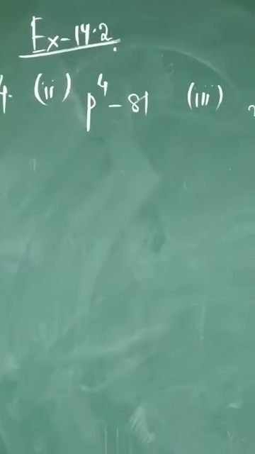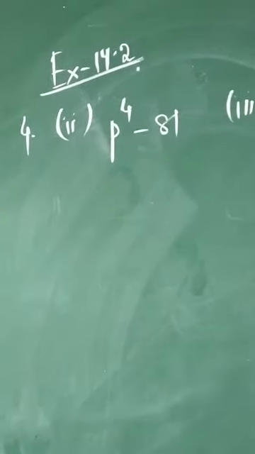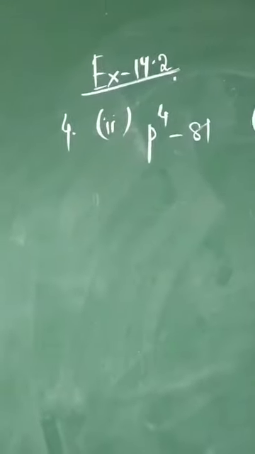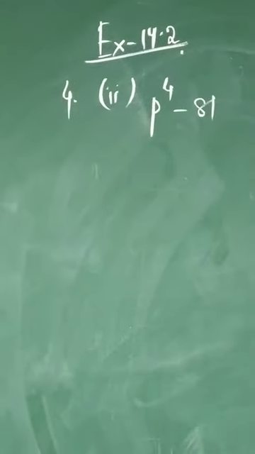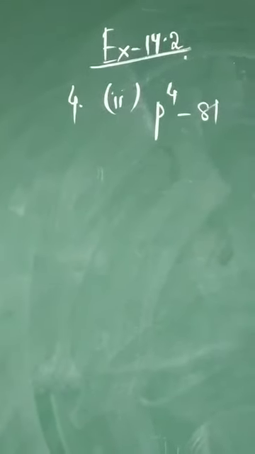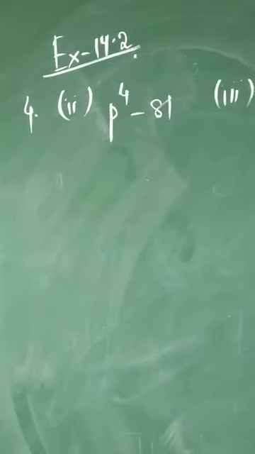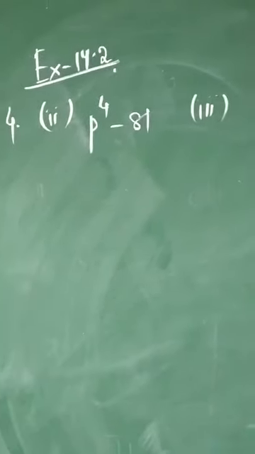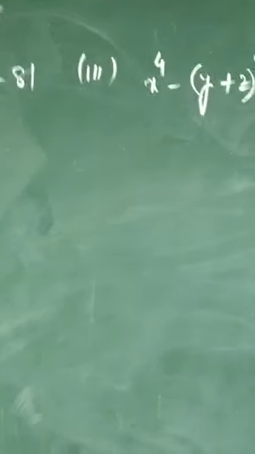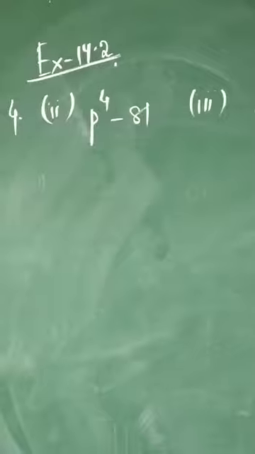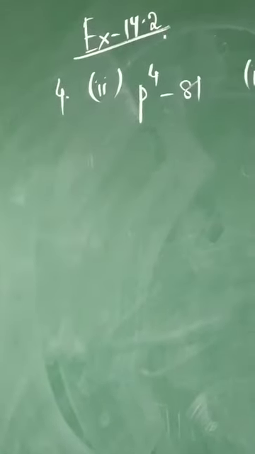Children, we are going to deal with exercise 14.2 of the chapter Factorizations. I'm almost at the last questions of this particular exercise. Here are 3 questions I have written from question number 4. These are question number 2, question number 3, and question number 5. These 3 questions are of 3 different patterns, so we'll have a discussion on that first.